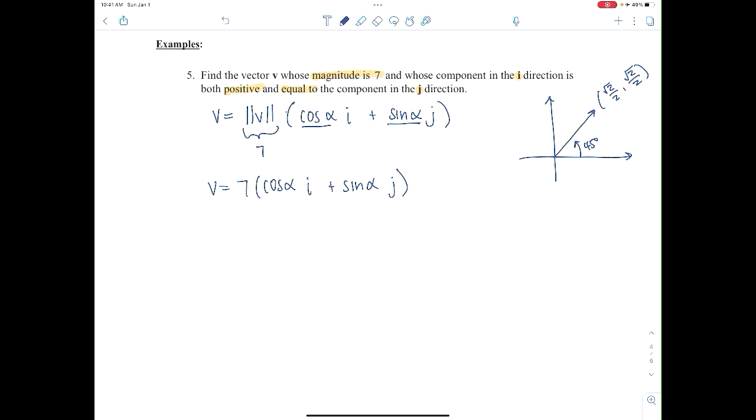So my alpha here is 45 degrees. So I have 7, and then we have cosine 45 degrees in the i direction, sine 45 degrees in the j direction. Since cosine of 45 and sine of 45 are root 2 over 2, we can further simplify this into 7 root 2 over 2 i plus 7 root 2 over 2 j. And that's our vector. We've found the answer to the riddle.